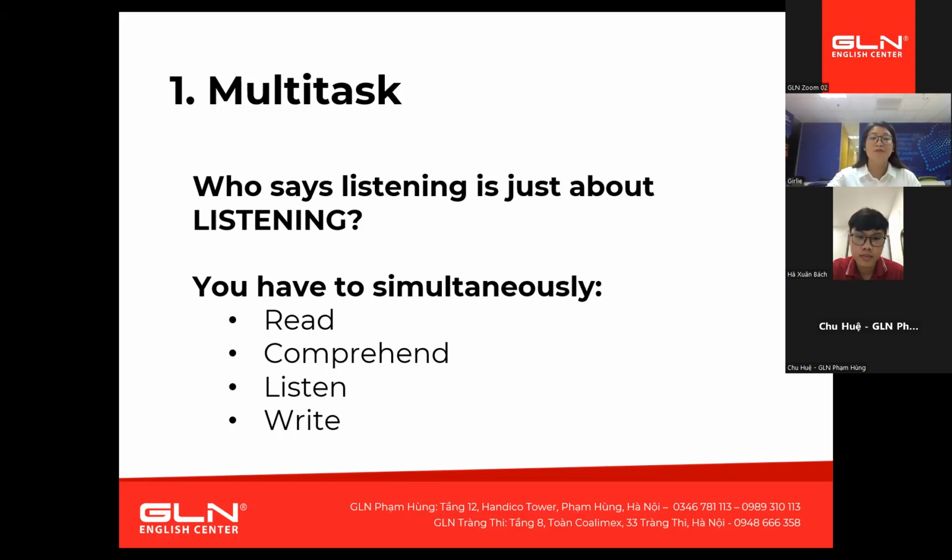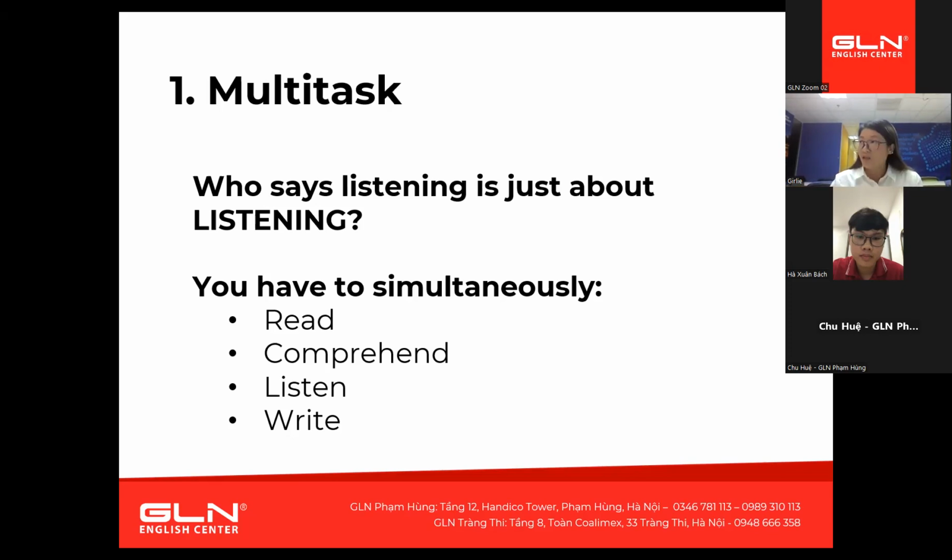Okay, so in the IELTS listening, you have to simultaneously read. What will you read? Of course, you have to read the questions in advance. So look at the questions in advance, read them, and comprehend or understand them. So reading while understanding, that's multitasking. And when you are listening, you are also comprehending what you are listening to. And then when you hear the answer, write.